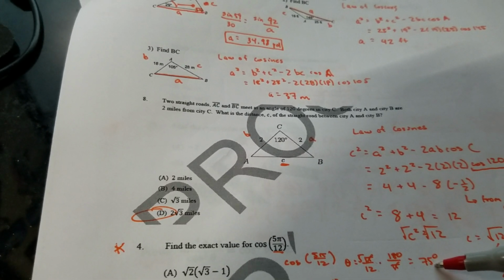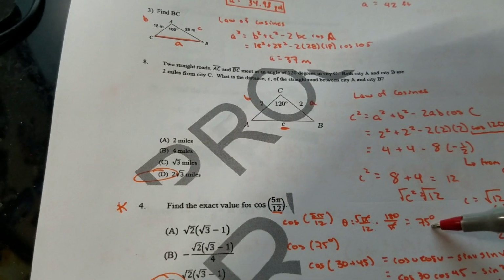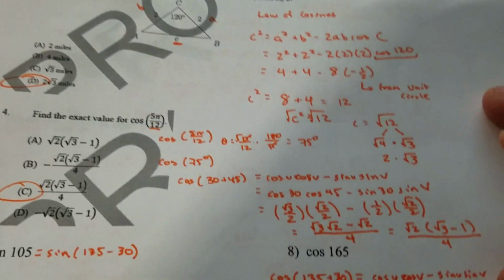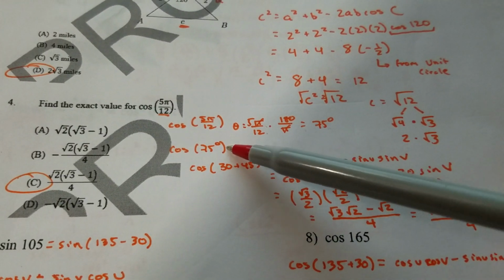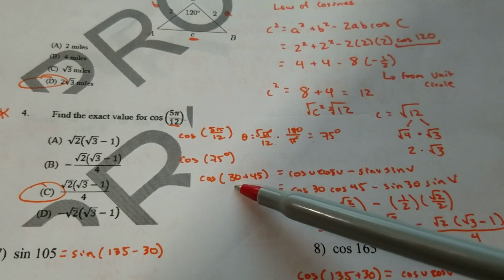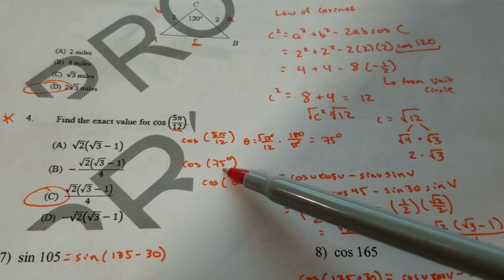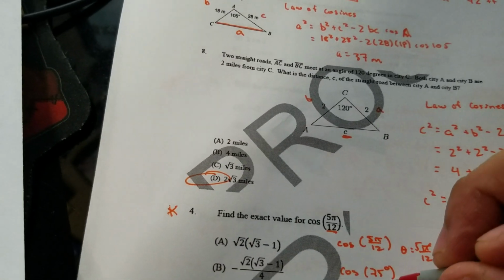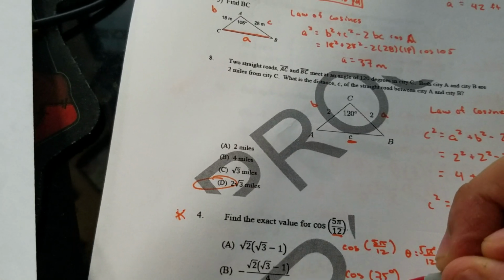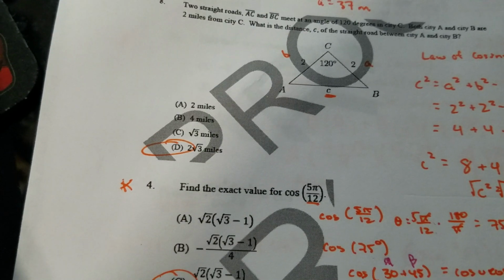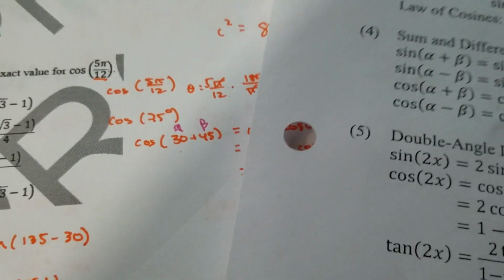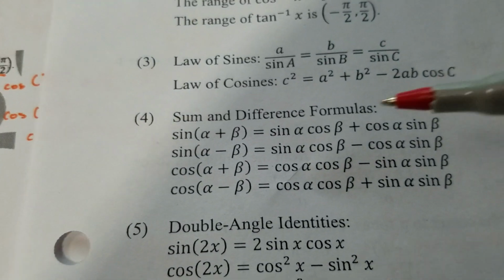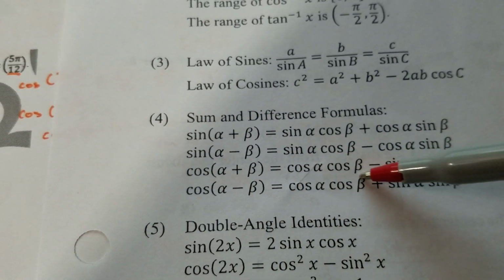Again, 75 degrees is not on the unit circle, so this is where I have to use the sum and difference identity. So here, what I did is I took cosine 75 and I divided it: 30 plus 45 equals 75. So I'm using sum and difference identities, these right here, where my A value is 30 and my B is 45. So I got this equation because I'm dealing with cosine A plus B, and this is my equation right here.